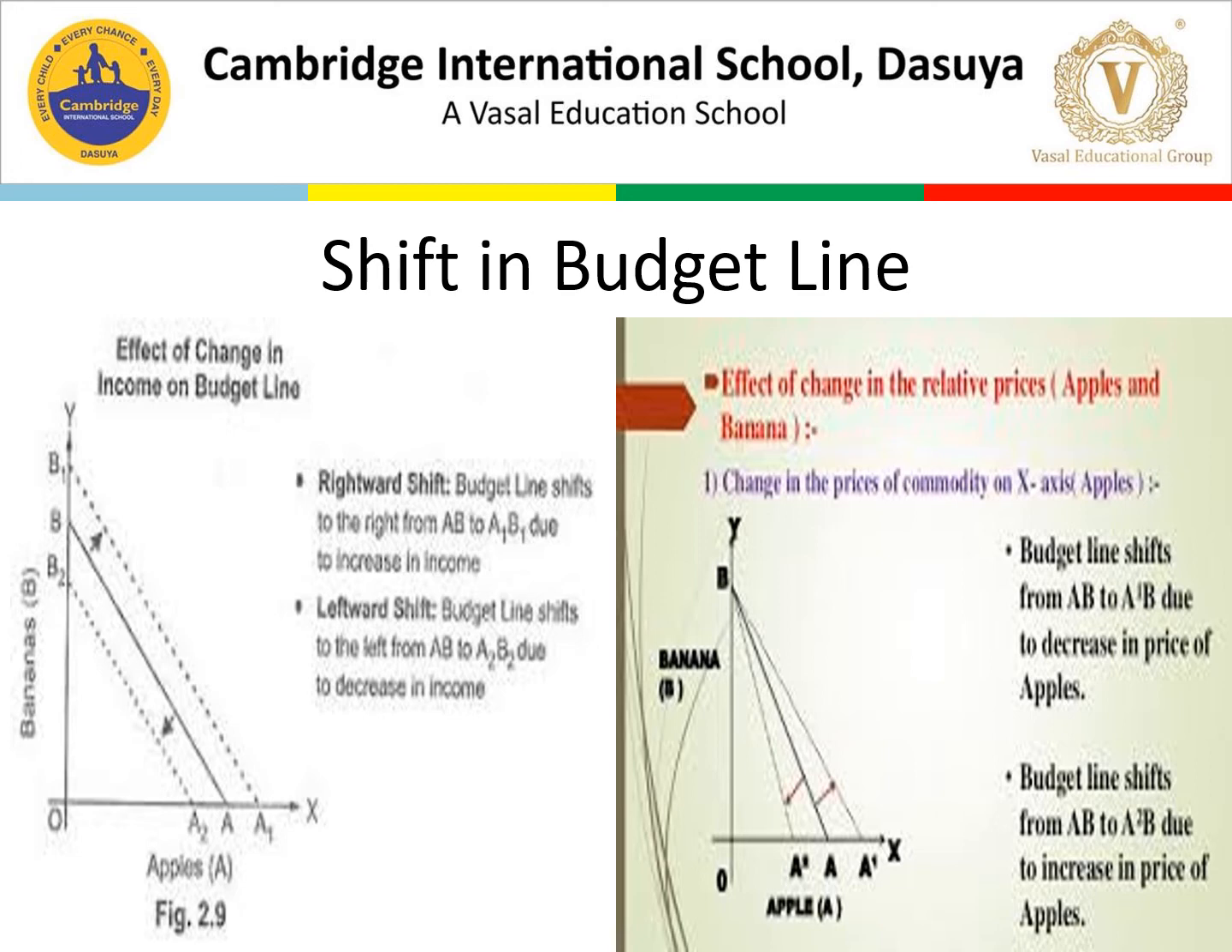Next, the budget line shifts from AB to A2B due to an increase in the price of apples. So if the price decreases, it will shift outward, and if the price increases, it will shift inward. So I hope this is clear to you.